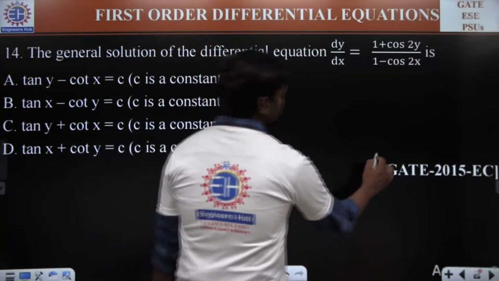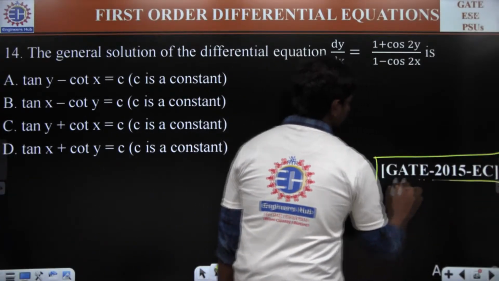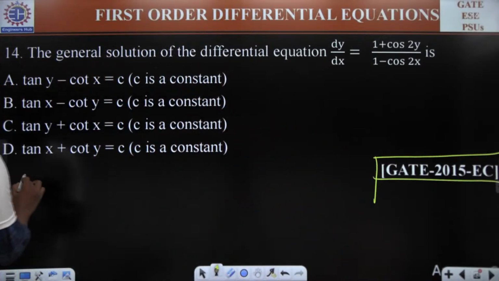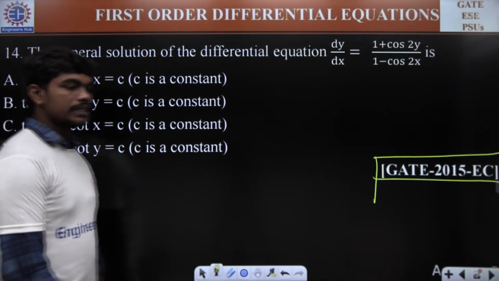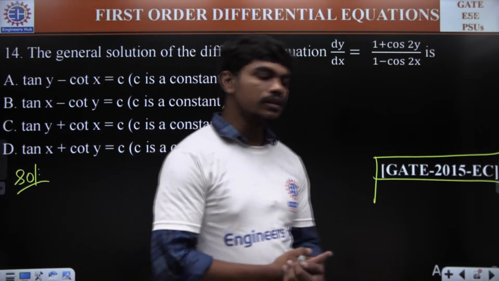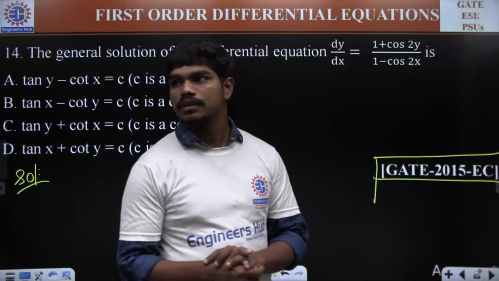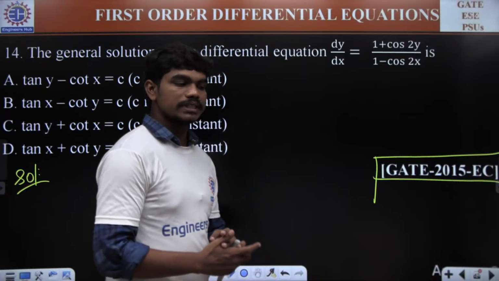2015 ECE. Electronics basically. So please try to solve this. The general solution of the differential equation dy by dx is equal to (1 plus cos 2y) divided by (1 minus cos 2x). So please try to answer this question.